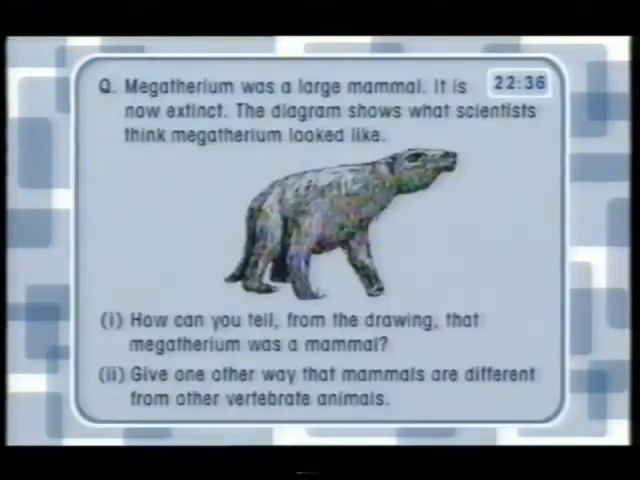Test yourself. Megatherium was a large mammal. It is now extinct. The diagram shows what scientists think Megatherium looked like. How can you tell from the drawing that Megatherium was a mammal? Give one other way that mammals are different from other vertebrate animals.